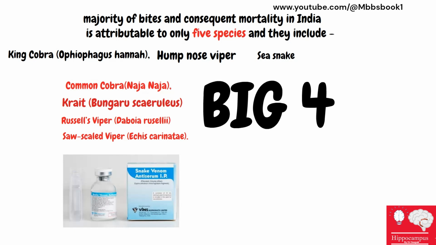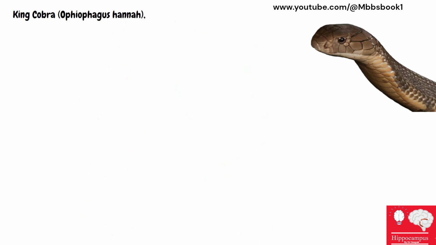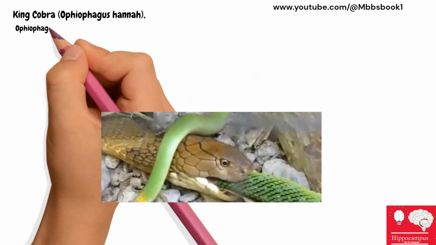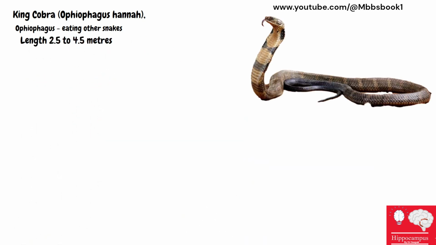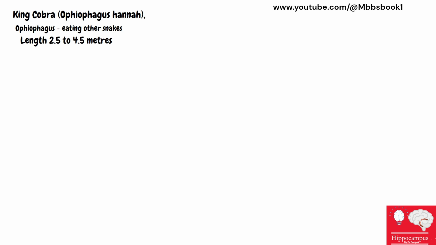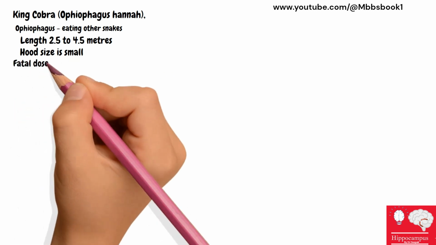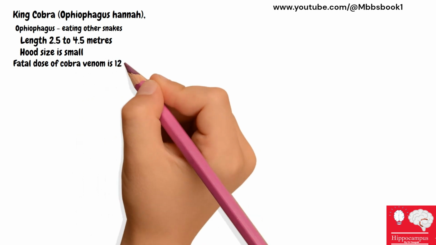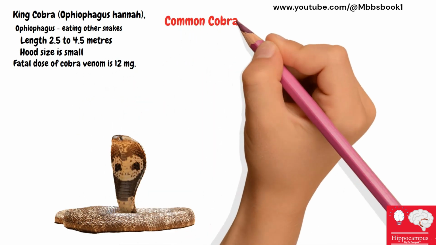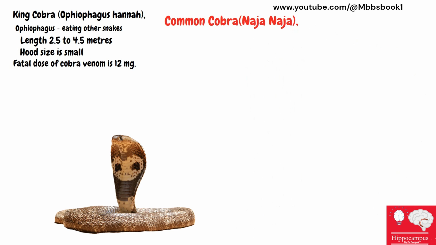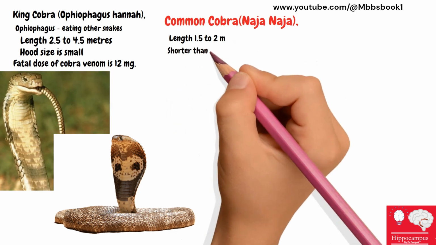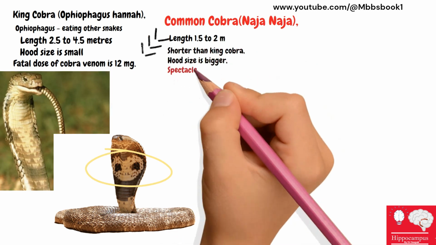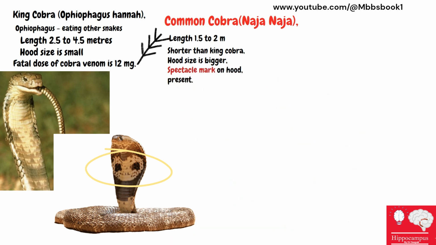Now let's discuss the important snakes one by one. The king cobra is also known as Ophiophagus hannah because of its nature of eating other snakes. It can grow up to 4 meters and it is the largest venomous snake in the world. The head is flat and presented with a hood. The fatal dose of venom of king cobra is 12 milligrams. Now, this is the common cobra, also known as Naja naja. It can grow up to 1.5 to 2 meters. Compared with king cobra, the common cobra has a spectacle mark on its hood.